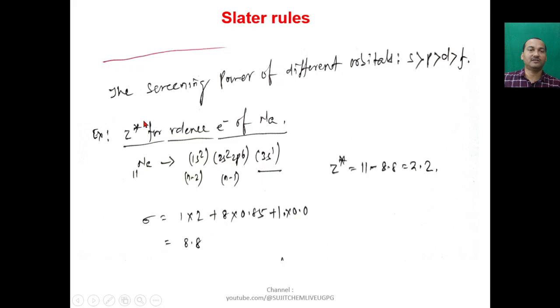So let's calculate the Z star for the valence electron of Na. The valence electron is 3s1. So this will be grouped as 2s2, 2p6 being (n-1)th and 1s2 being (n-2)th. So sigma we can find out as 1 into 2 plus 8 into 0.85 plus 1 into 0.0. So sigma is 8.8. Z star is equal to Z minus sigma. Z is 11, 11 minus 8.8 is found to be 2.2.